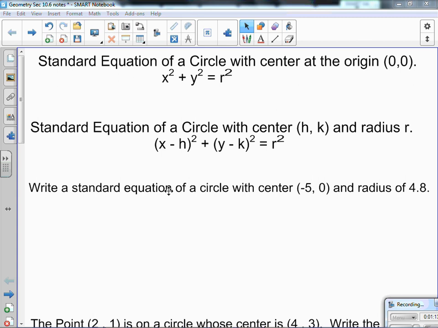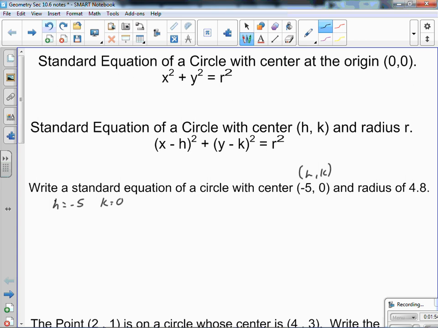So first example, write a standard equation of a circle with center at (-5, 0) with a radius of 4.8. So that center is (-5, 0), which is our (h, k) point, right? So our h is the -5. The k is 0.